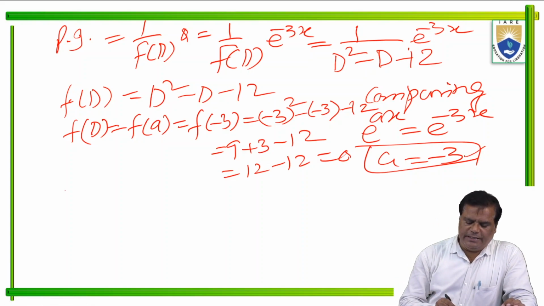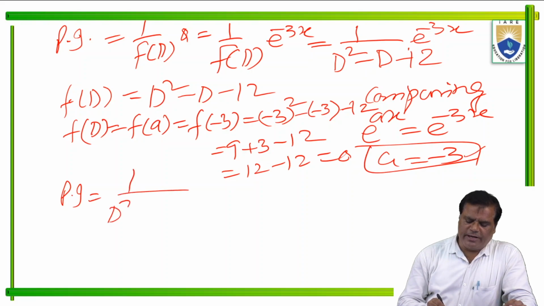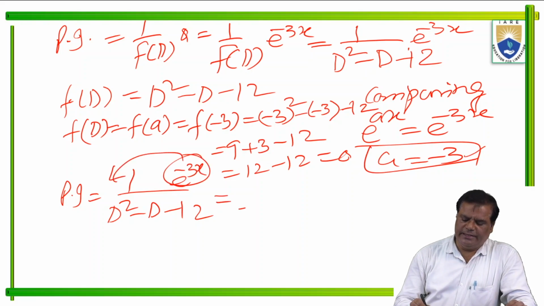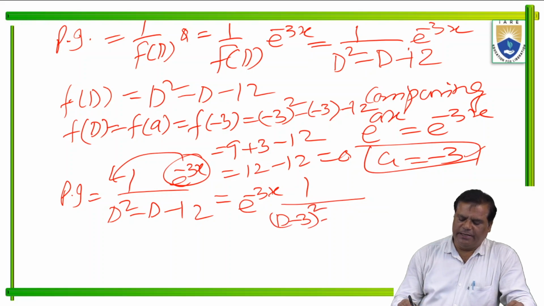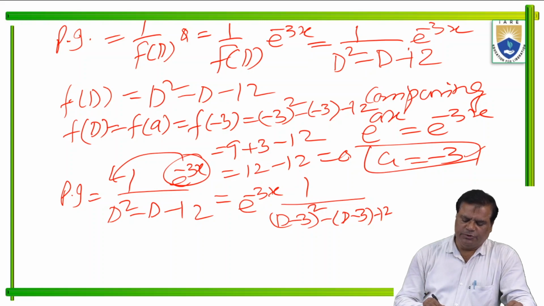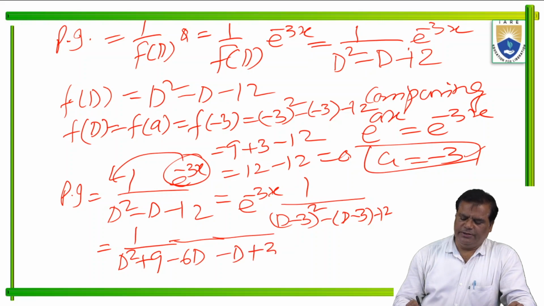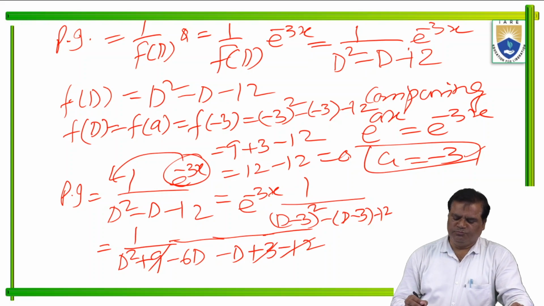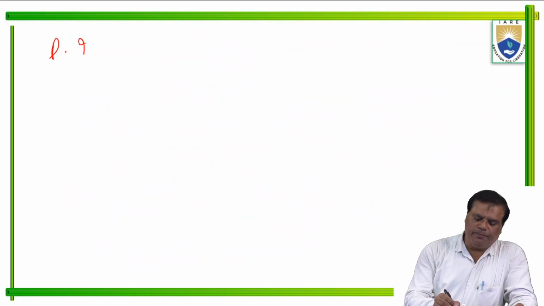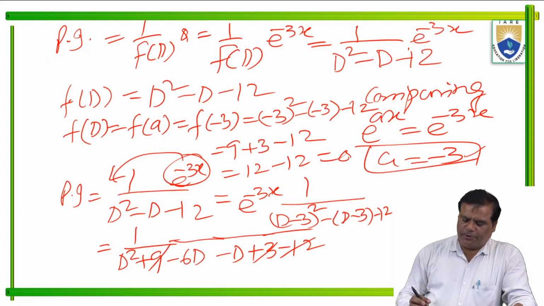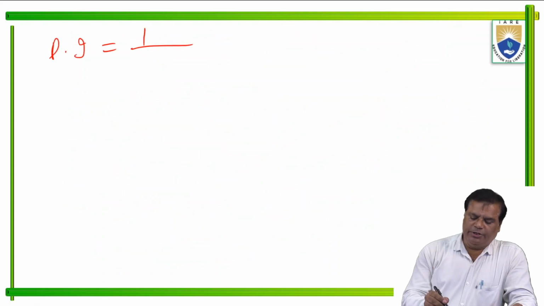Which condition applies here? Pi is equal to 1 upon D square minus D minus 12, e to the power minus 3x. This function is taken to this side. So we write e to the power minus 3x and put D equal to D minus 3: (D minus 3) squared, minus (D minus 3), and minus 12. So here writing 1 upon D square plus 9 minus 6D minus D plus 3 minus 12. 12 is cancelled. So here Pi is equal to 1 upon D square minus 7D, e to the power minus 3x.